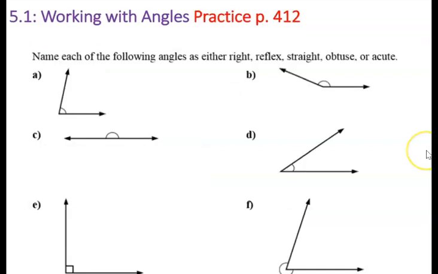On page 412, there's some practice for you to be able to name your angles. So it's a good practice now to take the time to name your angles as either right, reflex, straight, obtuse, or acute, and then you can check your answers in the answer key.